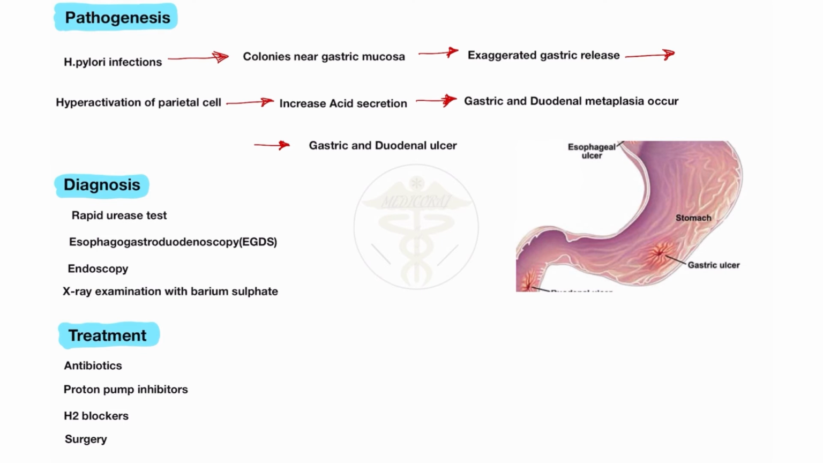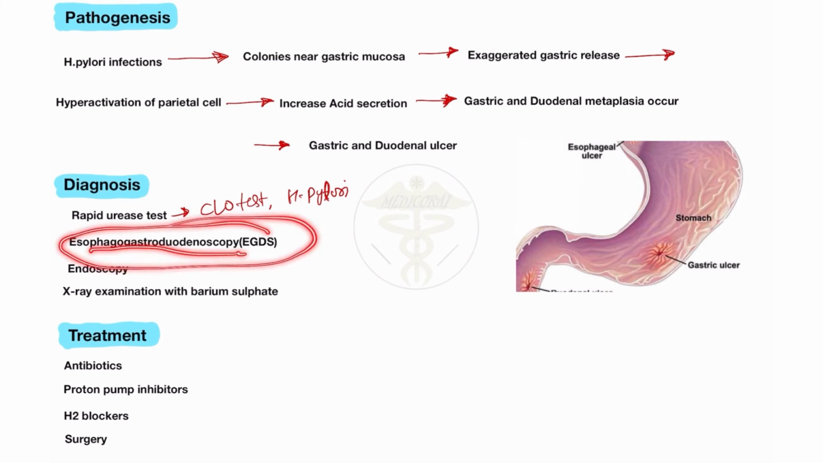What diagnosis will we do for the detection of these peptic ulcers? First of all, we will do the rapid urease test. The rapid urease test, also called the CLO test, is used for the Helicobacter pylori bacteria. When it is detected, then it is confirmed that Helicobacter pylori bacteria cause the peptic ulcer in the patient.